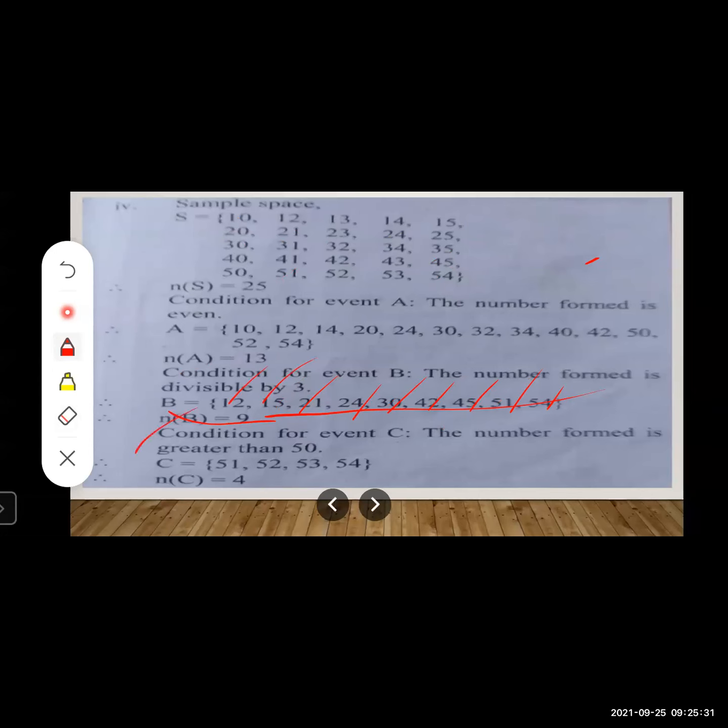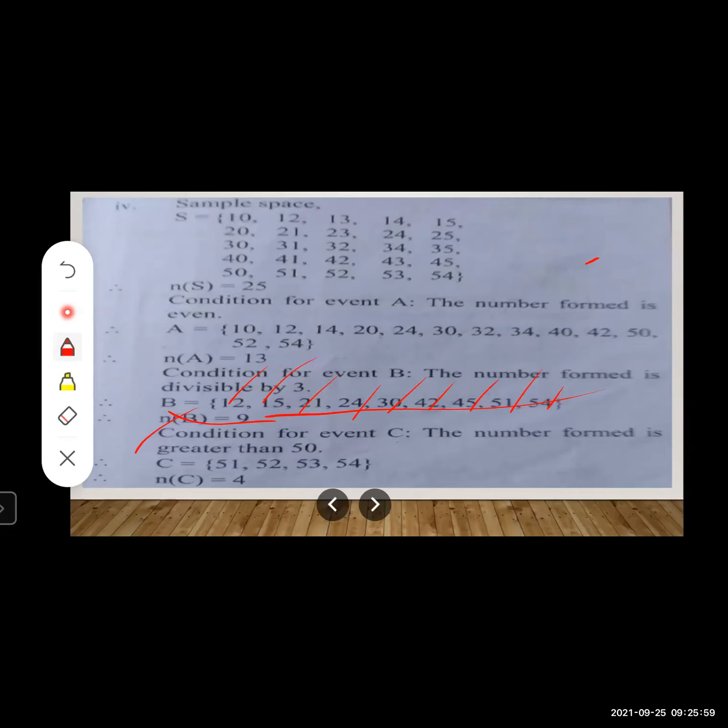The condition for the event C is given as: the number formed is greater than 50. We want our favorable outcomes as greater than 50, right? That means the numbers which are below 50 are not included, and if the number is 50, then also it is not. We want our favorable outcomes as more than 50, right? So let us again go to the sample space and check which numbers are more than 50.